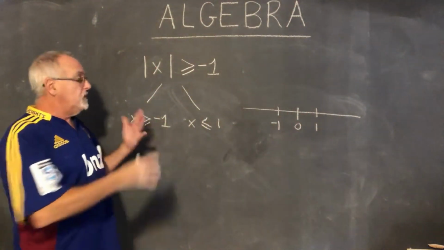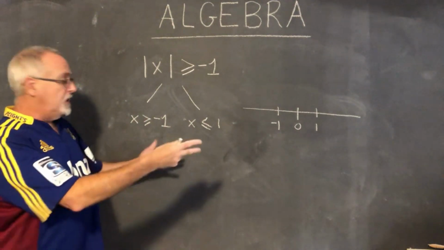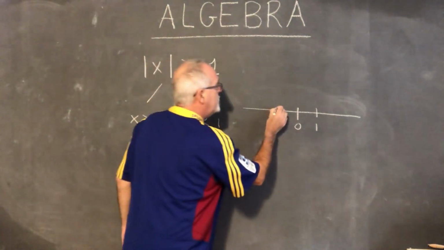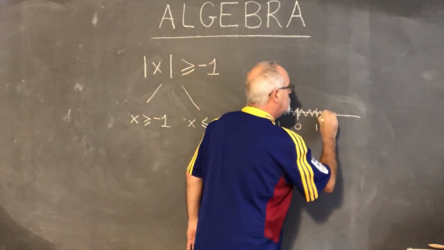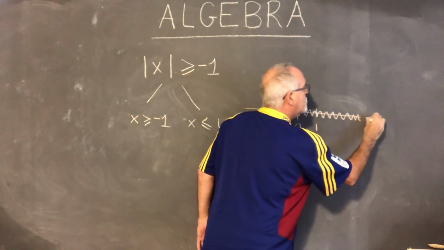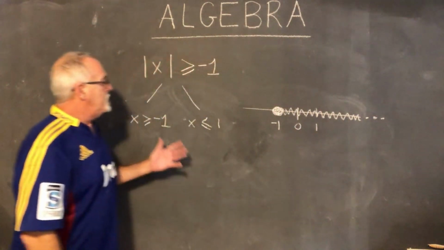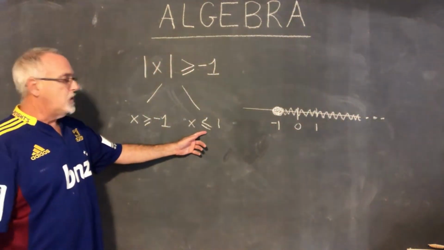Well, what I'm going to do is shade it in the way I'm used to doing and see what it looks like. Greater than or equal to -1. I'm putting a closed circle on -1, and I'm shading this way because this is where the numbers greater are. And I'll show that it keeps going. But I also need to shade less than or equal to 1.